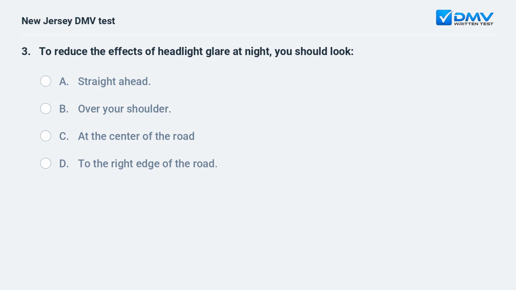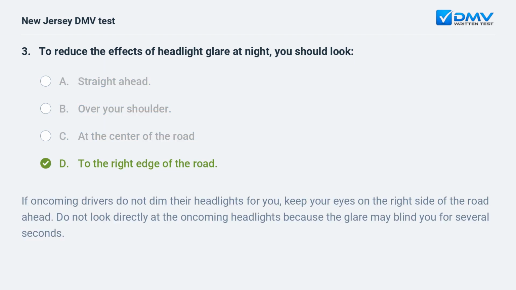To reduce the effects of headlight glare at night, you should look A. Straight ahead. B. Over your shoulder. C. At the center of the road. D. To the right edge of the road. D. To the right edge of the road. If oncoming drivers do not dim their headlights for you, keep your eyes on the right side of the road ahead. Do not look directly at the oncoming headlights because the glare may blind you for several seconds.